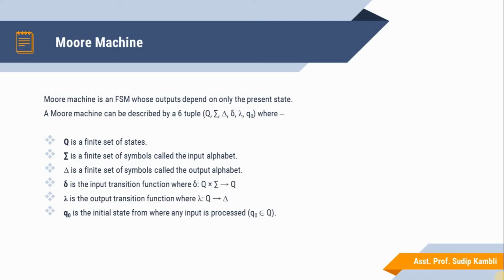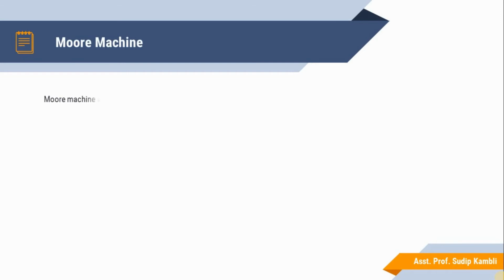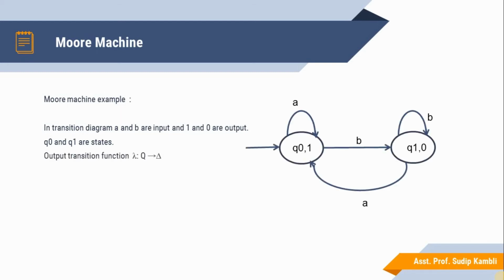In a Moore machine example, in a transition diagram, A and B are inputs and 1 and 0 are outputs. Q0 and Q1 are states. So here consider a transition diagram using the transition function. Q0 and Q1 are the 2 states, the input symbols are A and B, and the output is defined in 1 and 0 bit form.